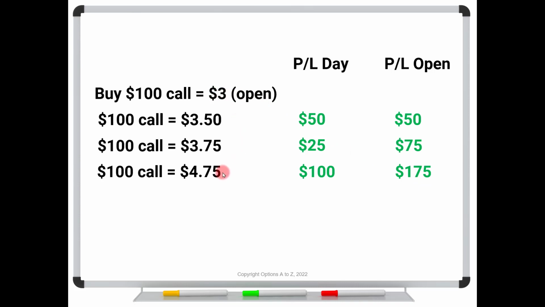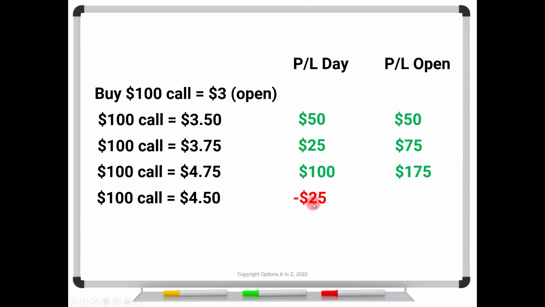Now here's where it can get a little tricky. If you start getting decreases intraday, but you've got gains since you've opened it. Let's say the next day the call closes at $4.50. Now your P&L for the day will show minus $25 because it fell from $4.75 to $4.50. That's a drop of 25 cents or $25 per contract.